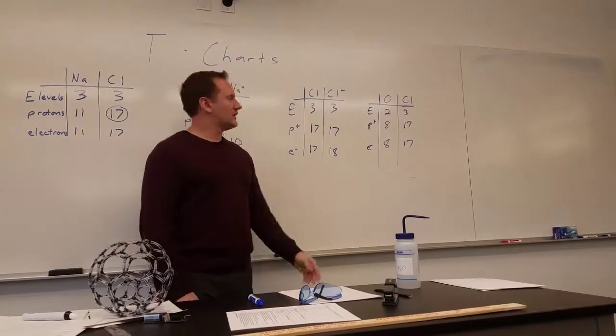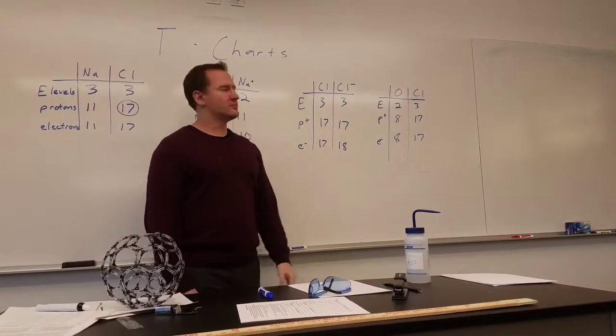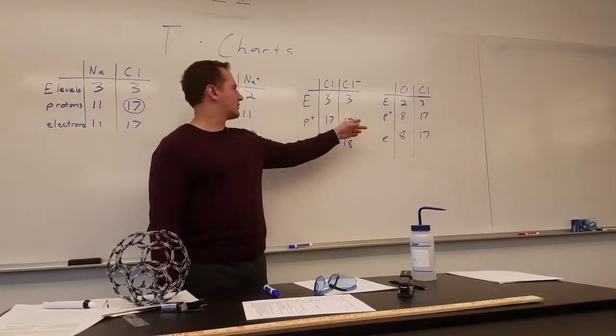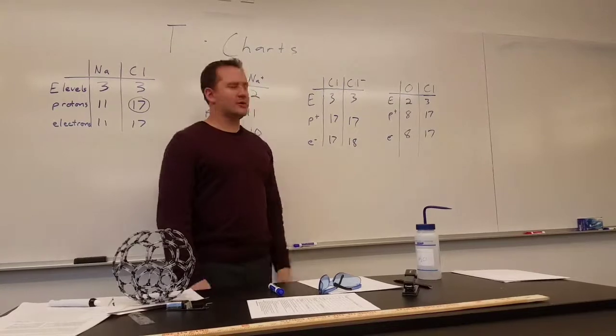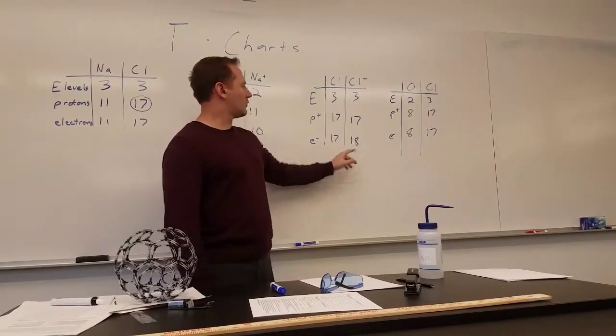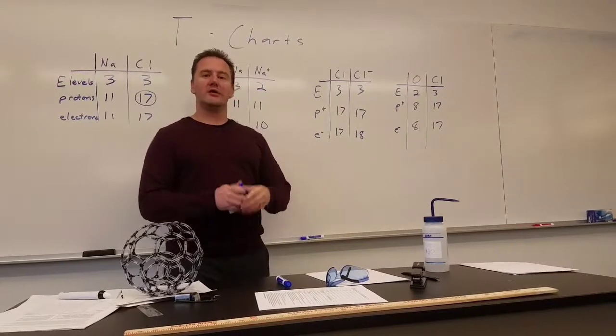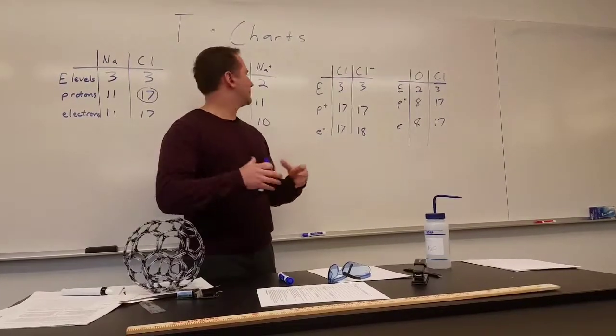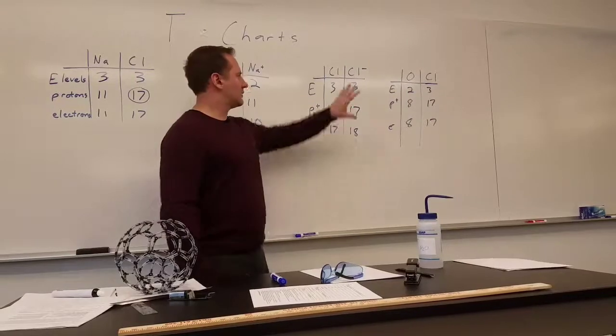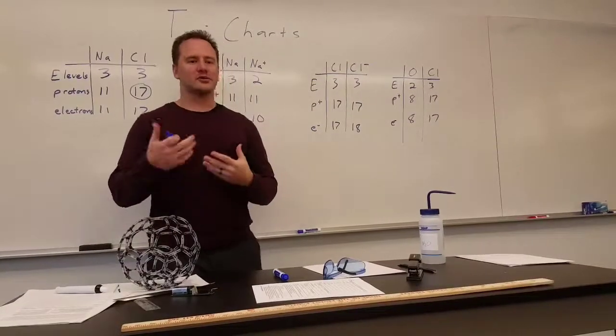Chlorine versus chloride, they both have 3 energy levels. Chloride has just completed its 3rd energy level. They both have the same number of protons, but you can see that chloride has that additional electron. And that additional electron provides an increase in the repulsion, causing the radius of that to expand. So again, just a nice little platform from which to jump.